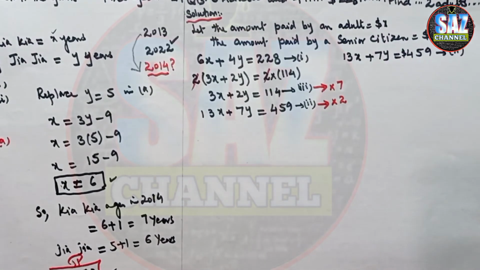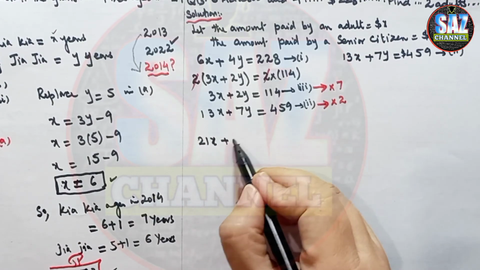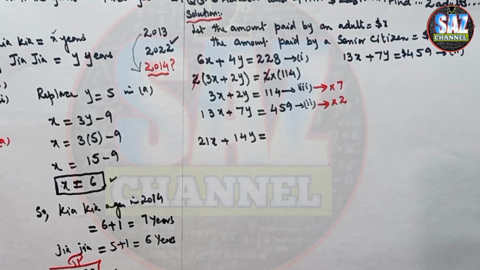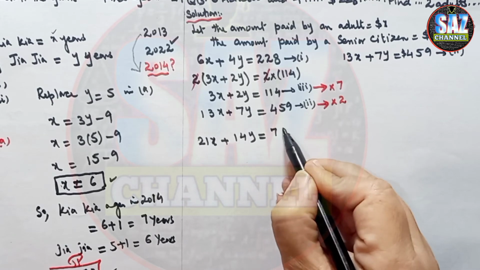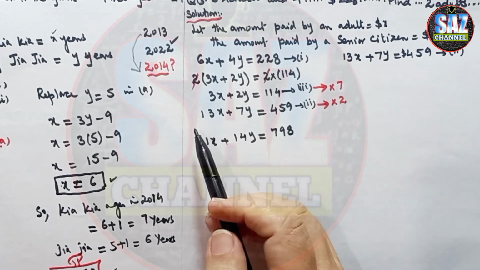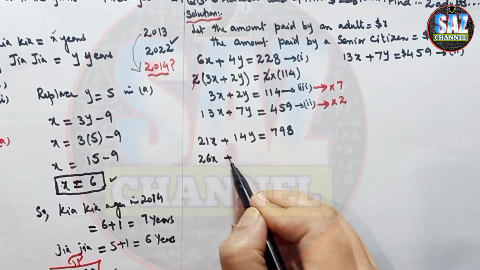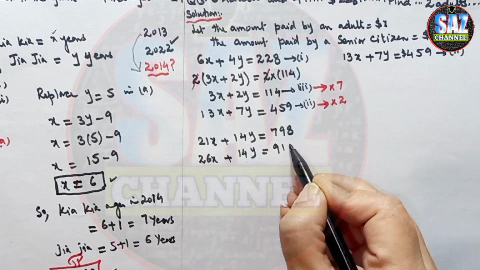So the question will take the form, I have to carefully multiply. 7 3 times is 21, so 21x, plus 7 2 times is 14y equals to 114 multiplied by 7, that is 798. Now let's move to the second equation. 13 will be multiplied by 2, it will give me 26x plus 14y equals to 459 multiplied by 2, 918.